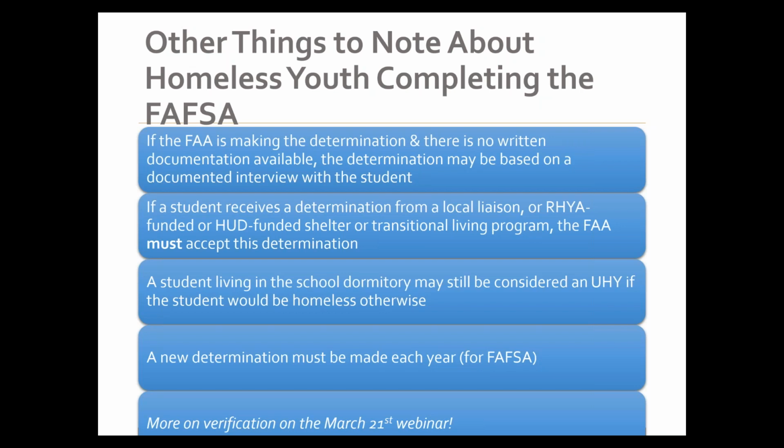And to note, this definition is of homelessness, and the way this all works is different for qualifying for priority registration for homeless youth. Many of you know that in California, homeless youth are eligible for priority registration, and that verification process is different than the one we're talking about for financial aid. On the March webinar, we'll go into more detail on verification for both foster and homeless youth.